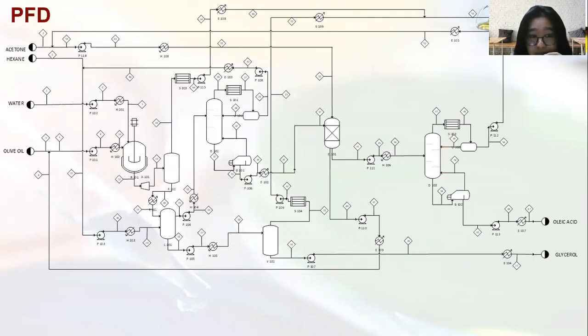This is the process flow diagram of our production, where we first feed water and olive oil into the reactor. The hydrolysis reaction will produce oleic acid and glycerol. When the pressure drops in the flash vessel, most of the water will be flashed to vapor and it will be removed.